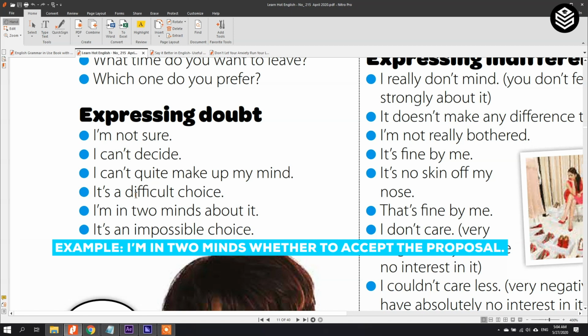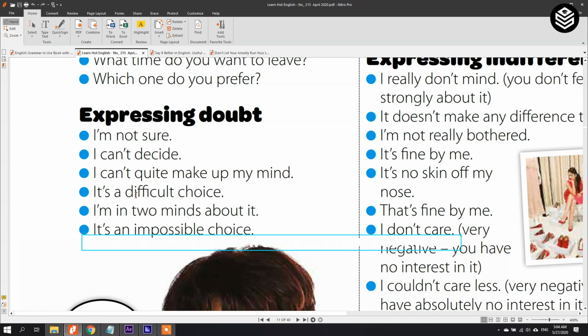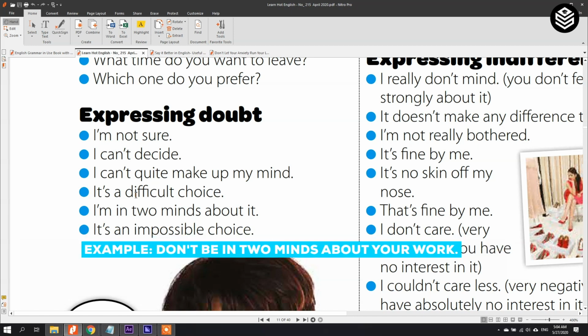I'm in two minds about that. Two minds, because I couldn't decide. I couldn't make up my mind. Something you cannot decide: I'm in two minds about it.